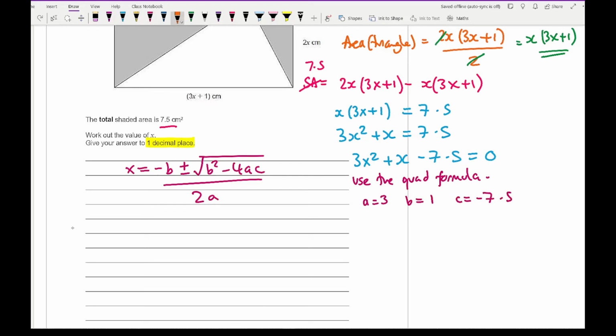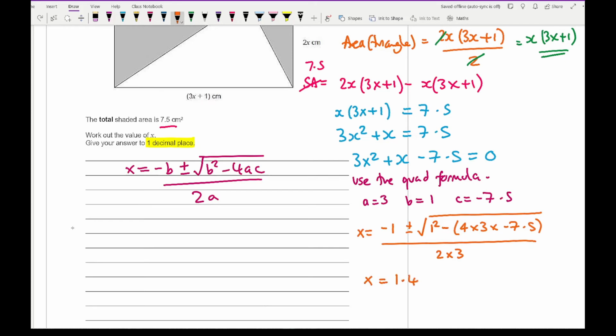So then working this out, I get x equals minus 1 plus or minus the square root of 1 squared minus 4 times 3 times minus 7.5, all divided by 2 times 3. And if I type that all into my calculator, I'm going to get two answers. I'm going to get 1.4, and my other answer is going to be minus 1.8. Now it can't be minus 1.8 because you can't have negative length, so x equals 1.4.